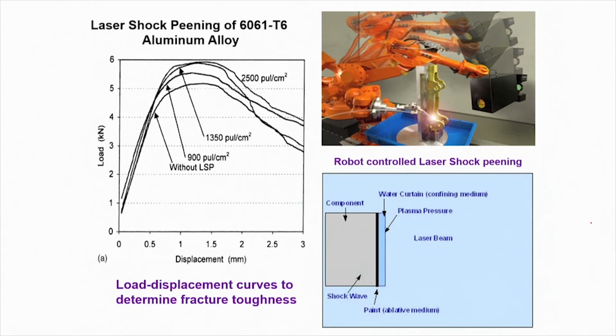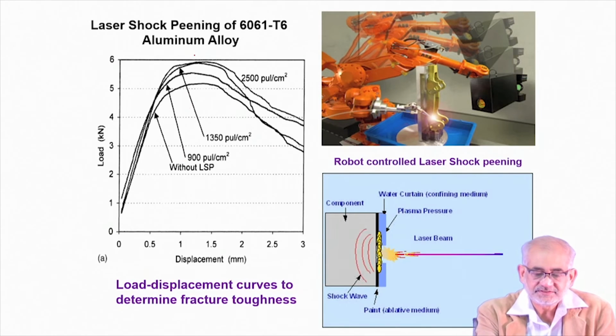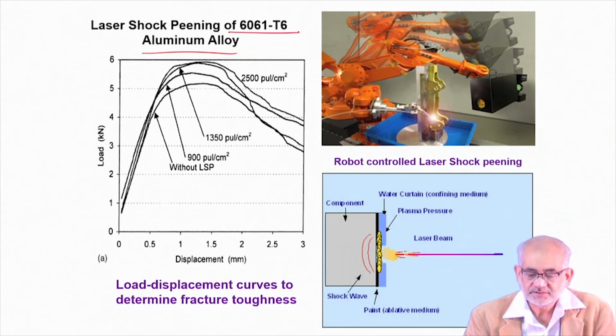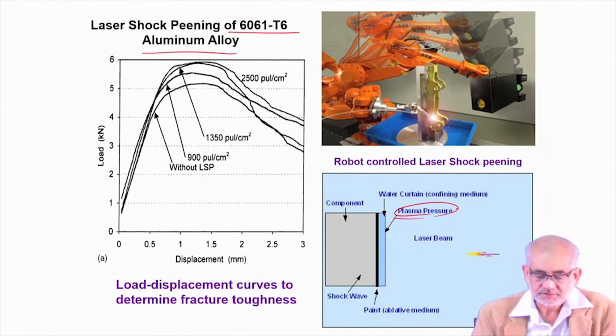So this is the advantage of this kind of shock peening, and this is the kind of machine. What you are seeing here is on aluminum alloy, a standard aluminum alloy, and this is how the shock wave propagates because of the creation of this temporary plasma pressure that we create by way of this kind of laser irradiation.